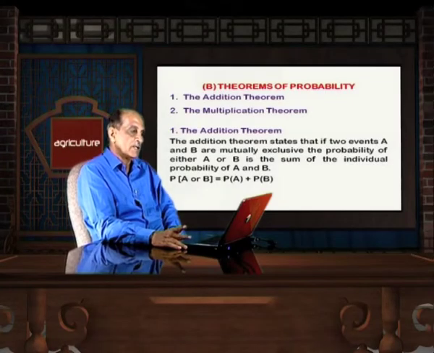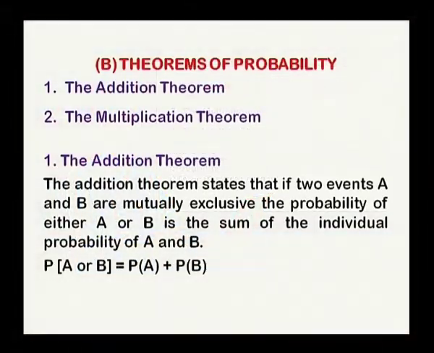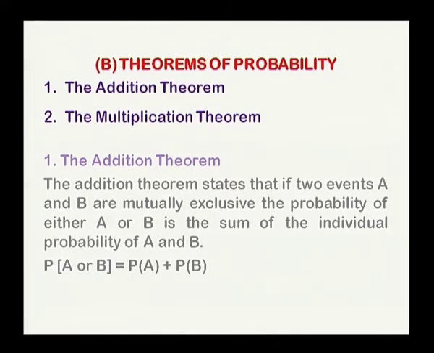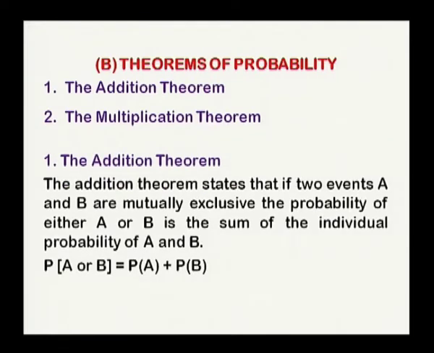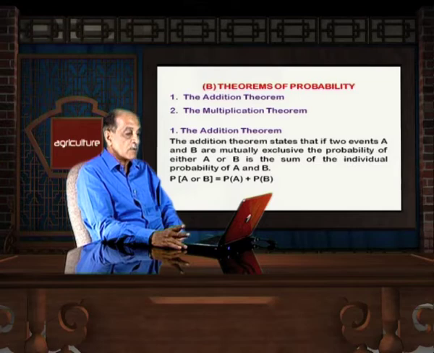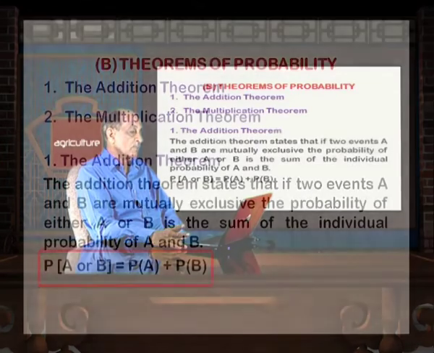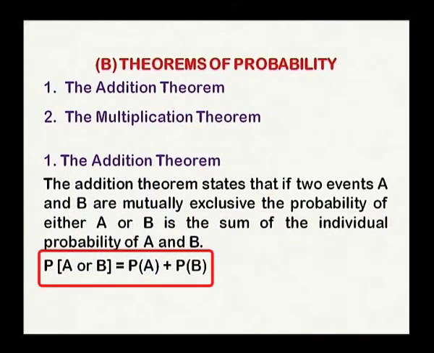Now, first of all friends, I would like to discuss the two theorems which are used for calculating probability. The two theorems are the addition theorem and the multiplication theorem. Now, the addition theorem states that if two events A and B are mutually exclusive, the probability of either A or B is the sum of the individual probabilities of A and B, or we can say that this theorem applies only when two events are mutually exclusive. Now, how will you calculate probability according to this theorem? Probability of A or B is equal to probability of A plus probability of B.